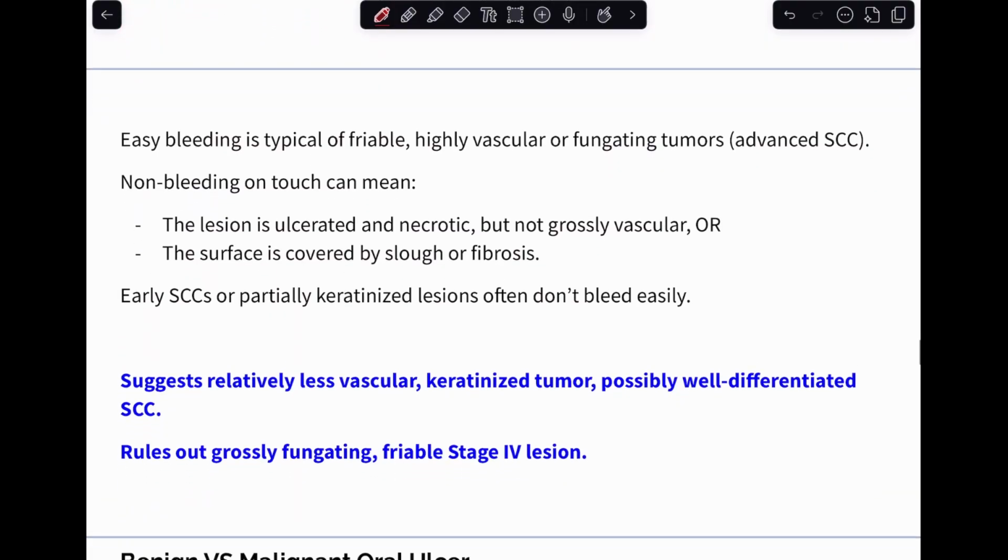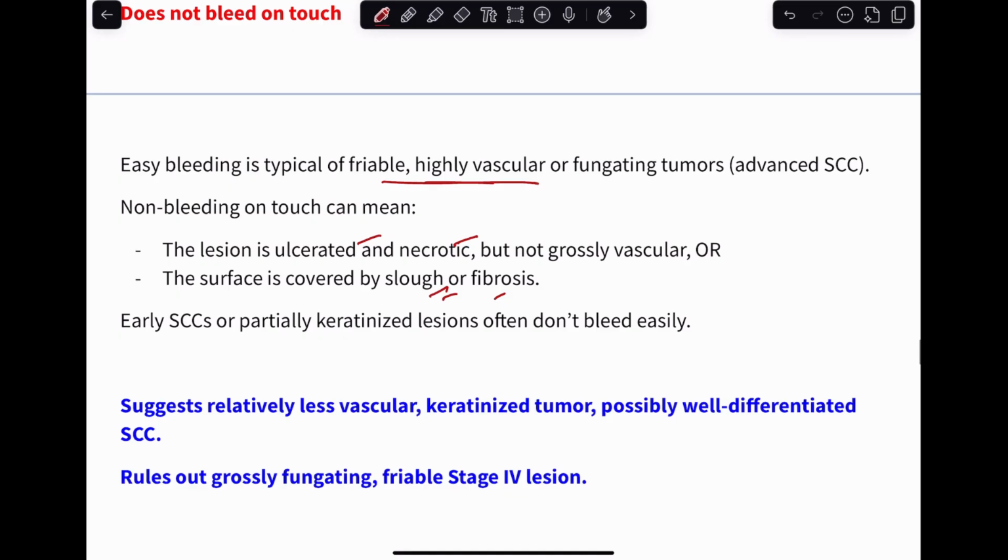But if it did bleed, what would it mean? If there is easy bleeding on touch happening, it is probably indicating a friable, highly vascular tumor or a fungating tumor. So, this will indicate a more advanced carcinoma. But if it is non bleeding, what could it indicate? First is the lesion is ulcerated and necrotic, but it is not grossly vascular, or that the surface is just covered with a lot of slough and fibrosis. So this will basically point towards the fact that probably the mass is not highly vascularized.